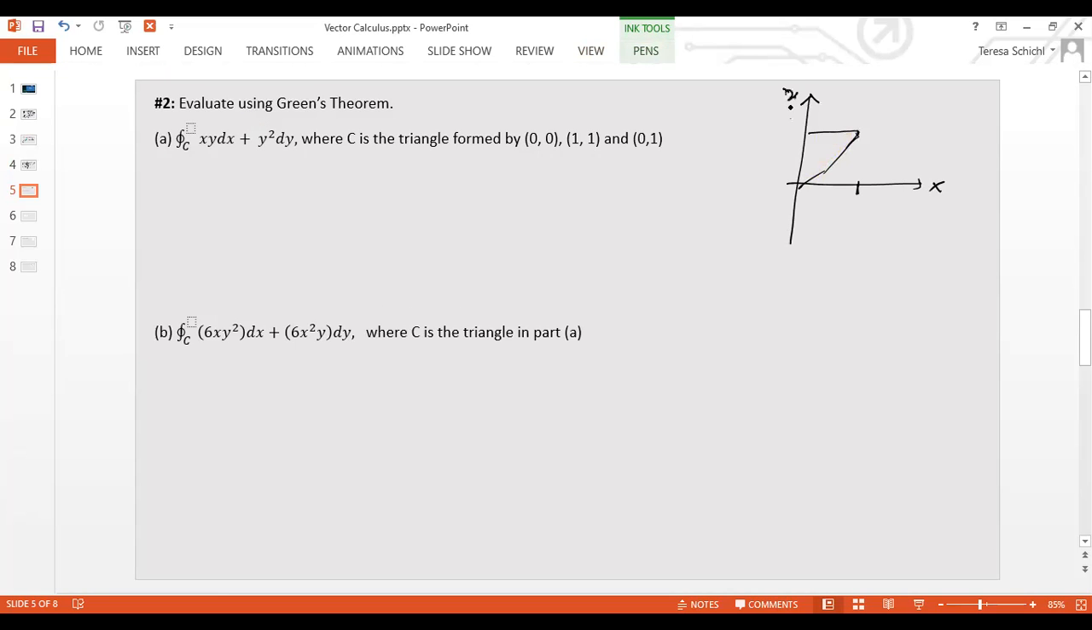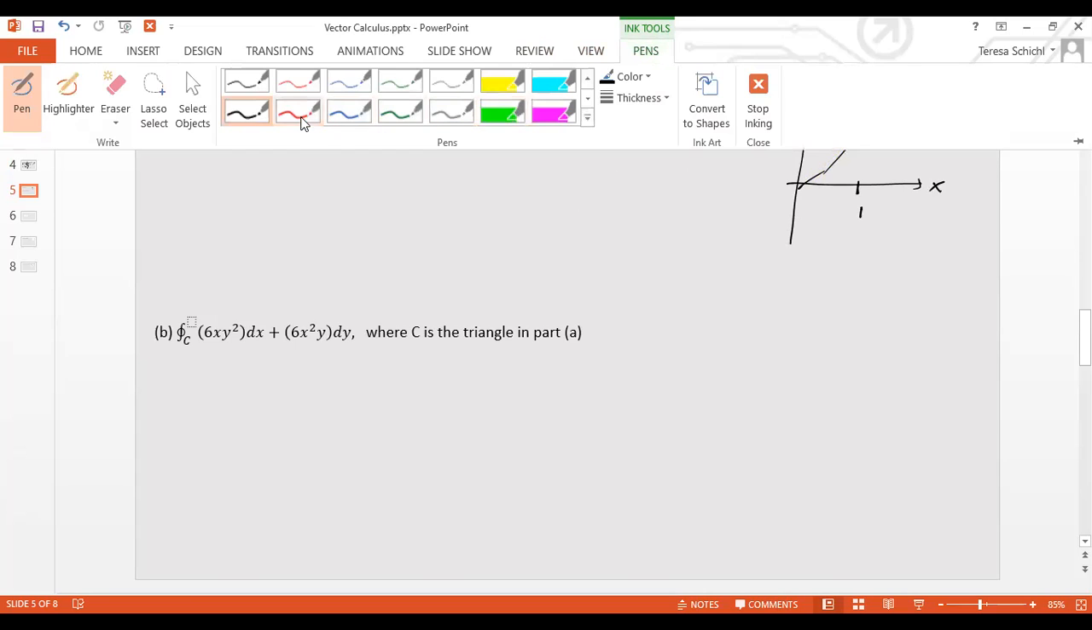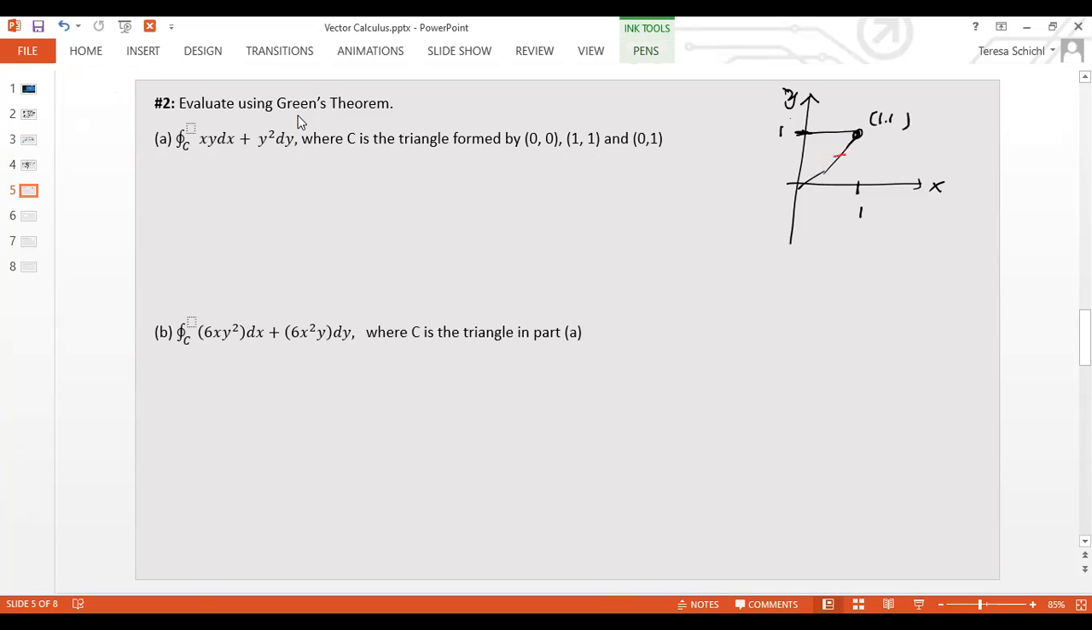Okay, so this is the y value. This is 1, this is 1, so this is the point (1, 1). Let's say I'm trying to integrate this field and the path C goes this way. That means I'm integrating this way, then this way, then traveling back, so there's a closed path like this.